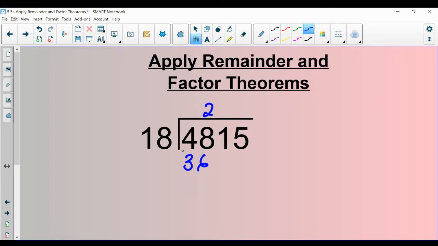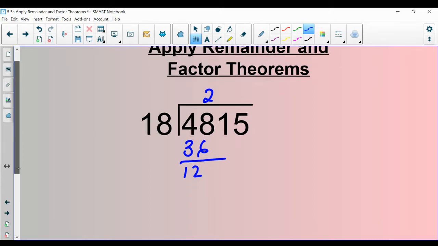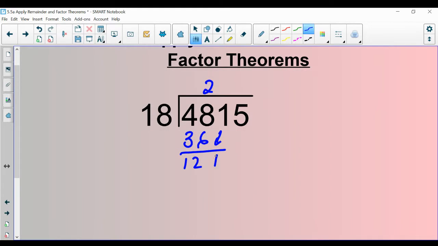Hopefully this is jogging your memory. You do 48 minus 36, and you get 12. And the fun part of long division: you drop the next number down, and you get 121. That is one revolution of the process that you're going to use to answer this question, and you're going to keep repeating this process until you finish the problem.